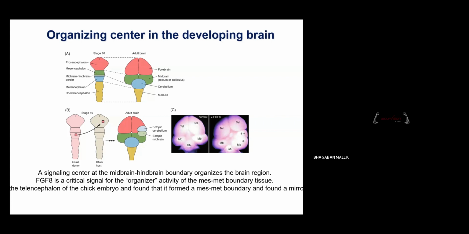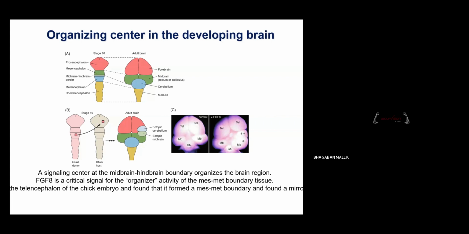Here you can see the midbrain, and this is the ectopic formation of midbrain. That happens because this tissue is excised from here and put in the telencephalon, or the forebrain. Something is there in that region, and those signals are inducing the ectopic formation of midbrain or the cerebellum.